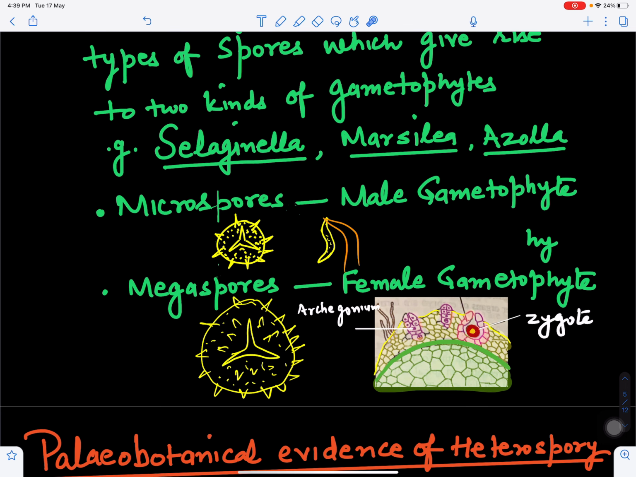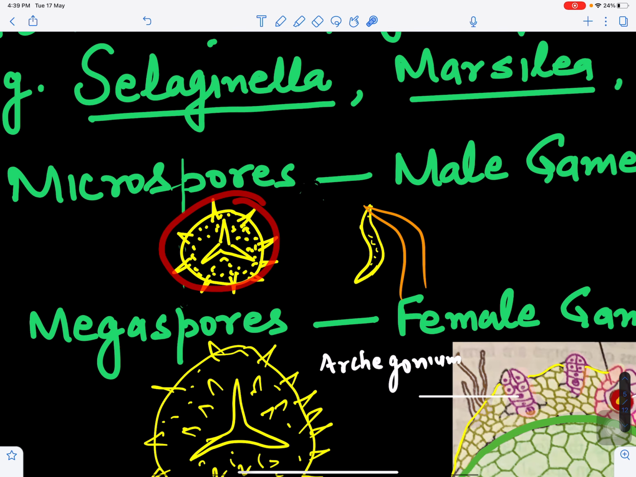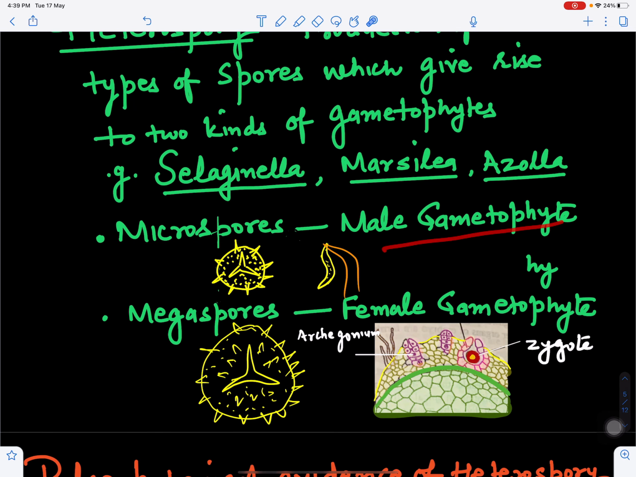So in case of Selaginella, there will be two types of spores, small in size. So these are the spores which are small in size called as microspores. And this will germinate to form male gametophyte. तो ये हम देख सकते हैं कि this is the antherozoid. ये elongated nucleus है और ये एक pair of flagella है जो इसकी movement में help करेगा. So this is called as male gametophyte.